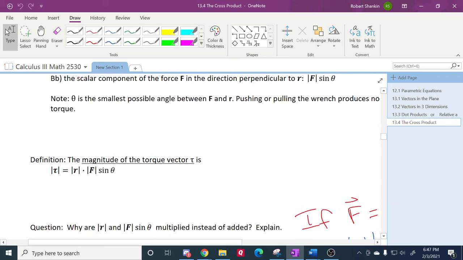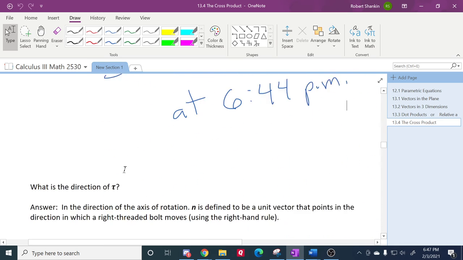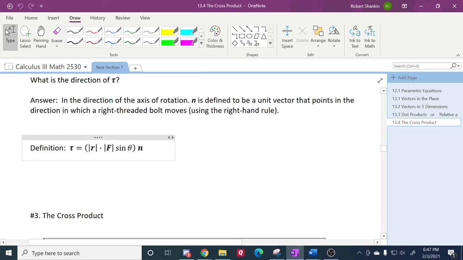All right, so notice that this seemed to be a definition of tau, but it wasn't really. With the torque vector tau, we were only defining its magnitude, the size of it, the length of the vector. But then we need a unit vector in the right direction. And so that's what we have right here. N is the unit vector that's in the right direction, and the direction is figured out by this right-hand rule.